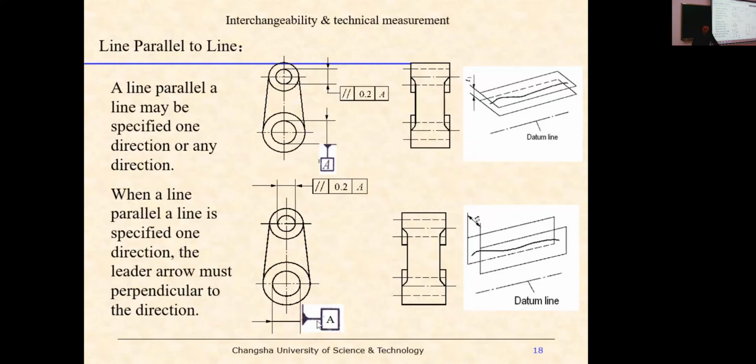Tell me the difference of this one. This is this dimension. This one, when a line parallel to a line is a specific one direction, the leader arrow must be perpendicular to the direction.